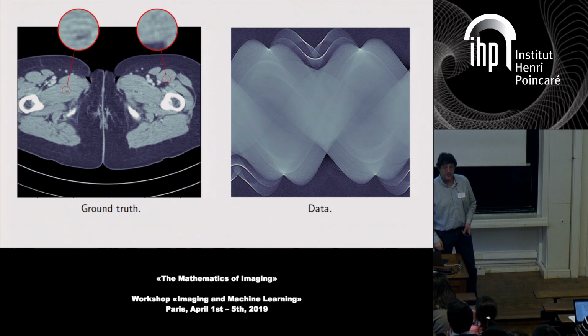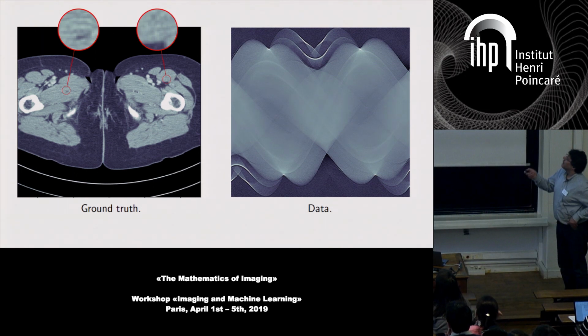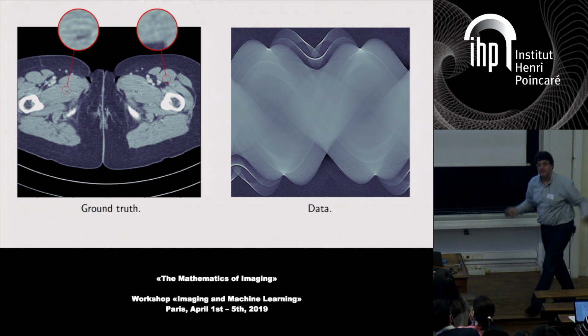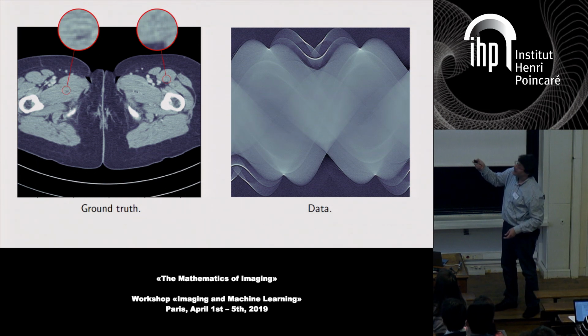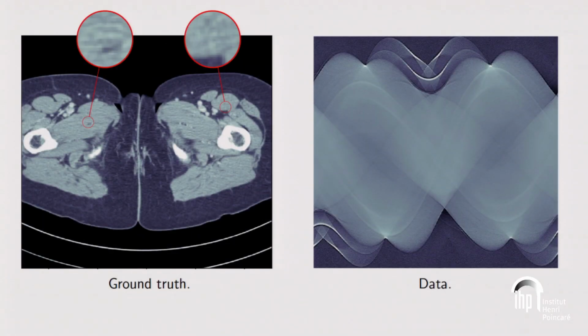Now to help you a bit, since you're not a radiologist, I'm highlighting two regions here. You see that slight little dark spot there? That's actually a blood vessel, but imagine that would be a tumor, for example. So you really want to preserve that guy, right? You don't want to wash it out. And likewise, this region is fairly homogeneous. There's nothing there really. So you don't want to create something that's not supposed to be there.